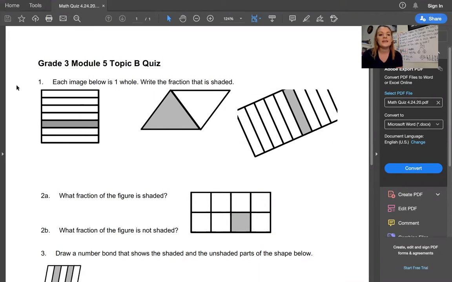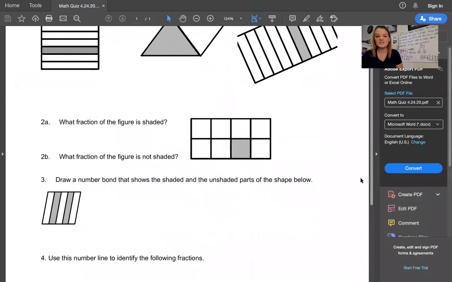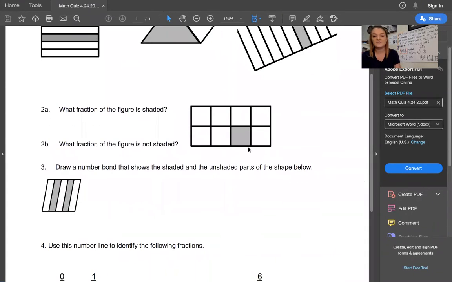So number 1, each image below is 1 whole. Write the fraction that is shaded. So on your paper, write number 1. Tell me what fraction this is, and this is. Then number 2 has 2a and 2b. It says what fraction of this figure is shaded, what fraction of the figure is not shaded. So do both parts. Number 3, draw a number bond that shows the shaded and unshaded parts of the shape below. So again, set up a number bond, write the fraction that's shaded, the fraction that's not shaded.